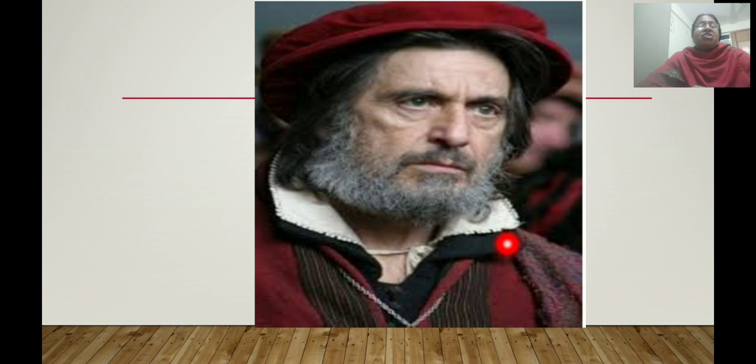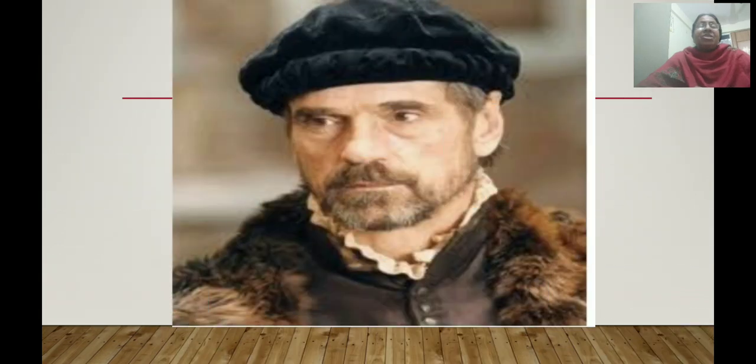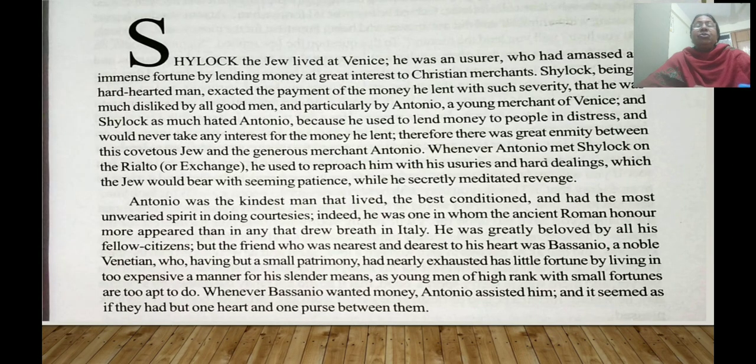Now, this is the picture of Shylock, the old Jew, the money lender. So here's Antonio, the young merchant of Venice. These are the two characters we have just talked about. Now we move on to the second paragraph.